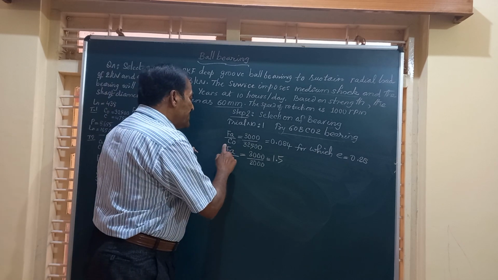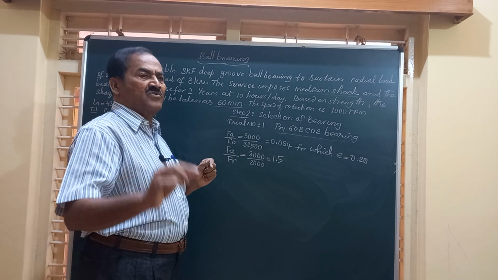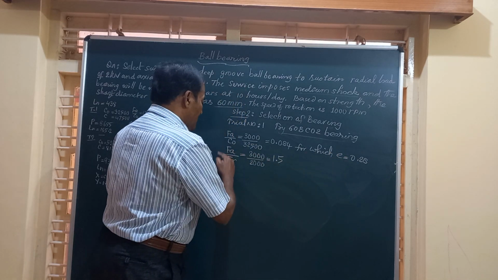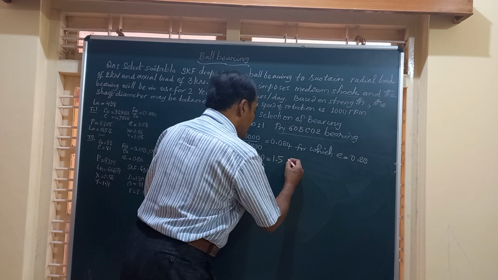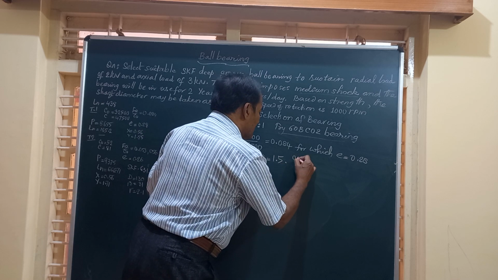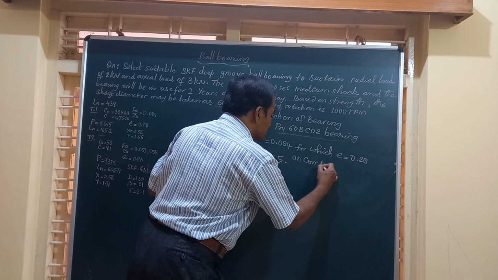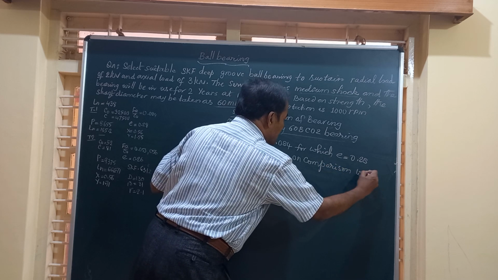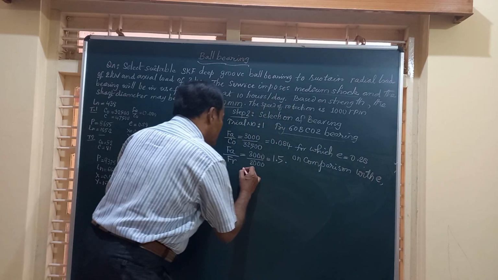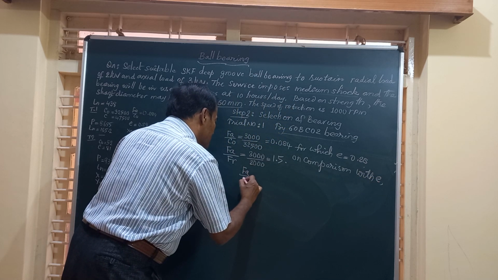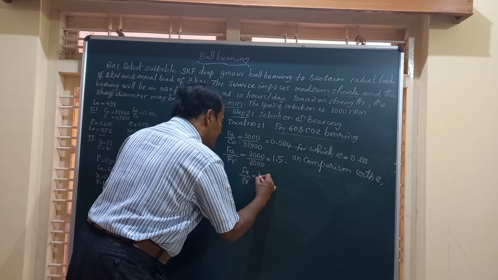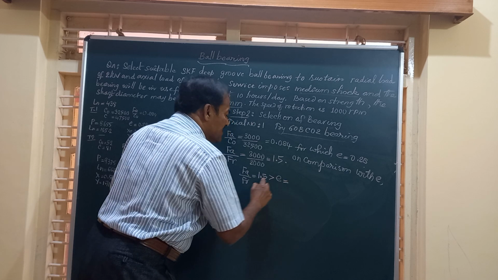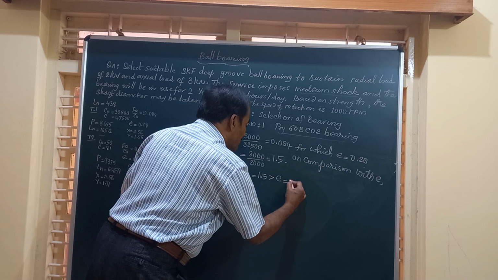Also, you have to find out this FA over FR for the given bearing. Compare this value with E. So FA over FR we have got 1.5. On comparison with E, we find FA over FR is equal to 1.5. When you compare with E, it is greater than E because 1.5 is greater than 0.28.